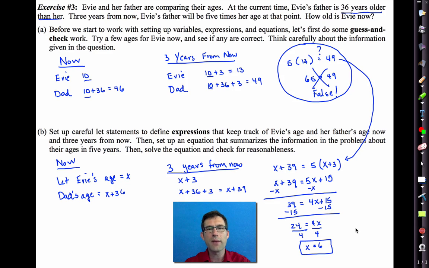Just for a moment, let's talk about some things that wouldn't be reasonable. Number one, it wouldn't be reasonable if Evie's age came out to be negative. Number two, it wouldn't be reasonable if Evie's age even turned out to be a non-integer fraction, like if I had gotten 6.3. We don't report ages that way. When you ask me what my age is, I'll say that my age is 43, let's say. I won't say that I'm 43.8. Of course, some kids talk about their ages in terms of halves, but generally speaking, we report ages in whole numbers.